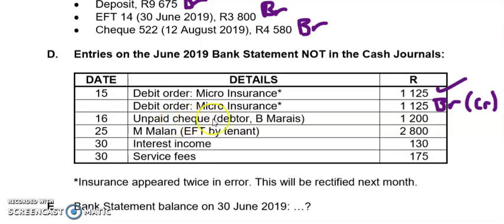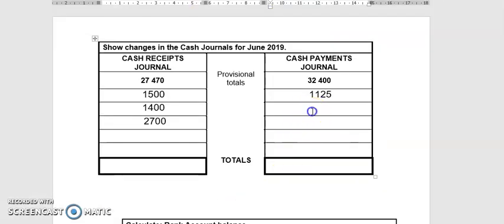And then an unpaid check from a debtor, B. Murray. I said to you, whenever it's an unpaid check, enter it in the CPJ, because a debtor gave us a check, but the check bounced, didn't go through. Put it in the CPJ. Unpaid checks always go in the CPJ.